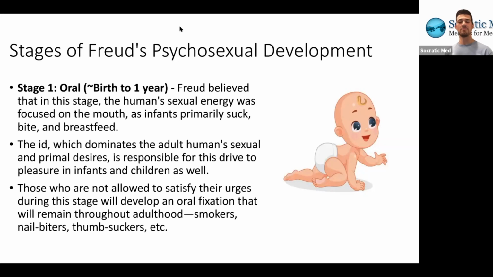An example of a few: we have smokers, nail biters, thumb suckers, all of those sorts of habits that we see in adulthood that, in the year 2021, we can probably attribute to something other than not being able to breastfeed when you're a year old. Freud believed that that was the main cause, and that it affects you throughout adulthood.